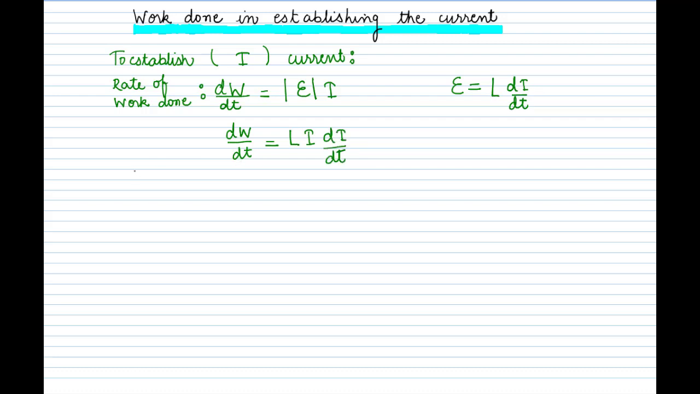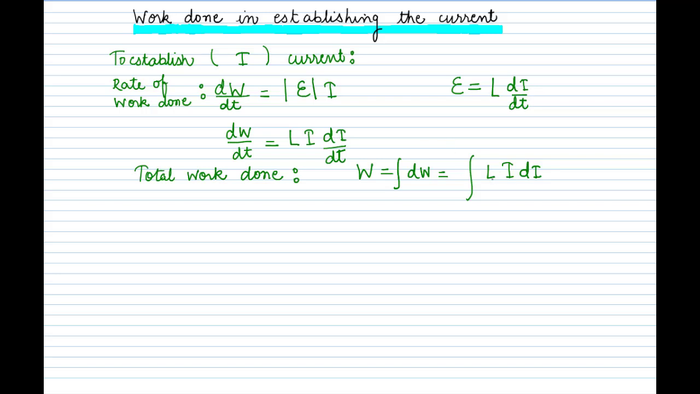Now if you want to calculate the total amount of work done in establishing the current I, then the total work done which is used to establish the current I is given by integrating the rate of work done. So it is dW, that means we have to integrate this L I dI. This is the rate of the work done with respect to time. So if we want to calculate the total work, then we have to integrate the small amount of work, and the small amount of work is given by L I dI.